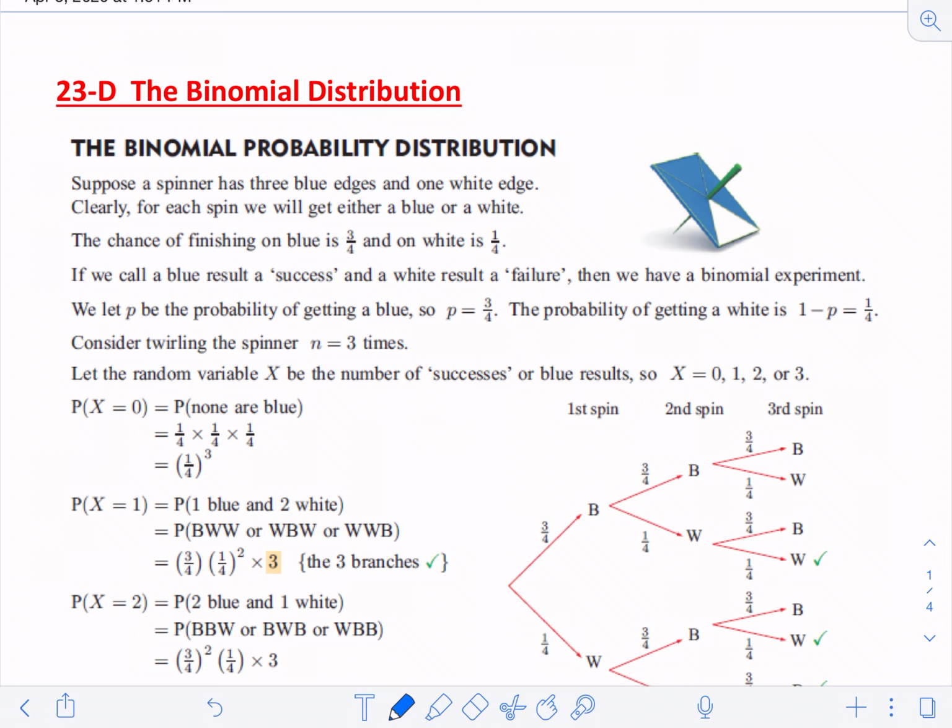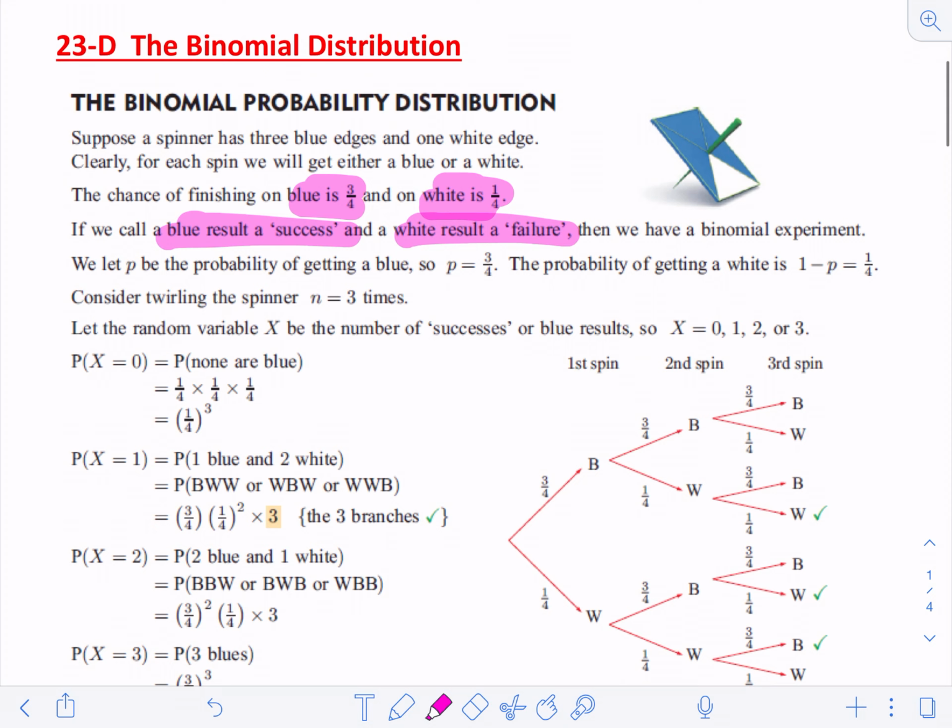So in this example that we have right here, we have a spinner, one of those that you spin around and it lands on a side. It looks like there are 3 sides that are blue and 1 side that is white. We're going to call landing on blue a success, and landing on white a failure. And of course, if it's an evenly balanced spinner, the chance of hitting blue is 3 out of 4, and the chance of hitting white is 1 out of 4. Those are our general probabilities.